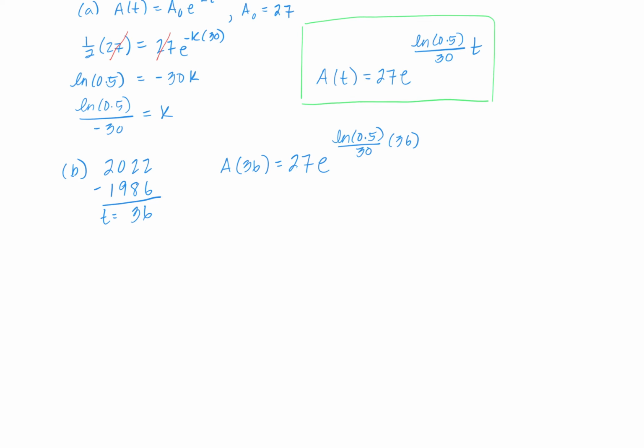I would put that in a calculator. You know what? I think 36 over 30 is 1.2. I think it would be easier if I put 1.2 times the natural log of 0.5 in my calculator. And when I do that, I get approximately, so let's round to the nearest kilogram, 11 point, okay, so I'm going to round up to 12 kilograms. So after 36 years in this current year, the amount of cesium that's still in Chernobyl atmosphere would be 12 kilograms.